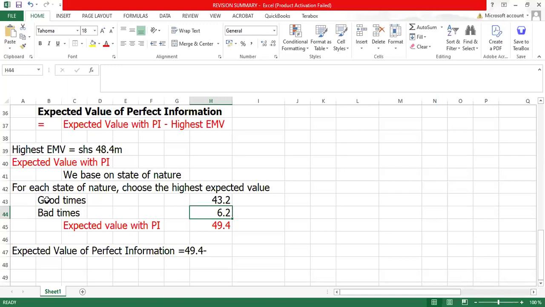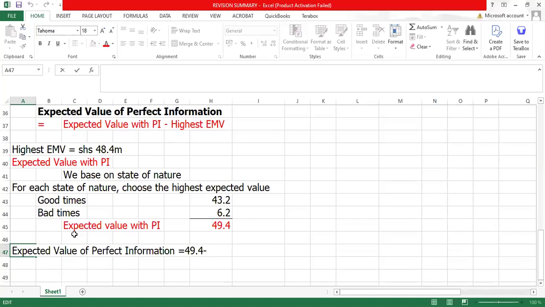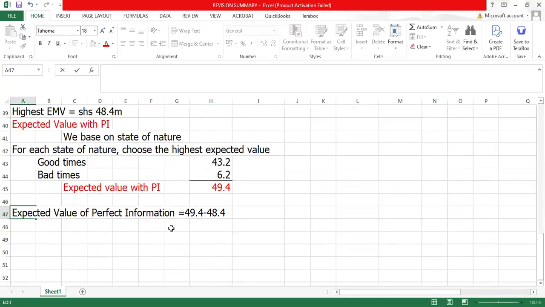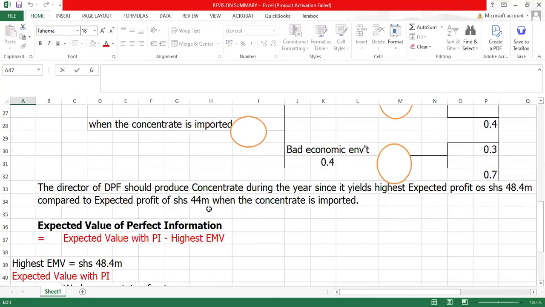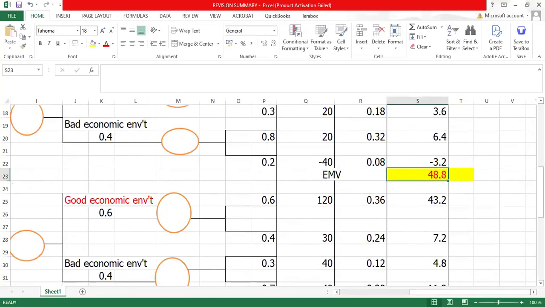You may find that you have moderate. This is 49.4 minus C. Our highest expected monetary value is 48.4. So what will be your expected value of perfect information? Subtract. Abel, is that 6.2 or 6.4? That 48.4, it is 48.8. Let me go back and I see. Oh, yeah. Thank you.